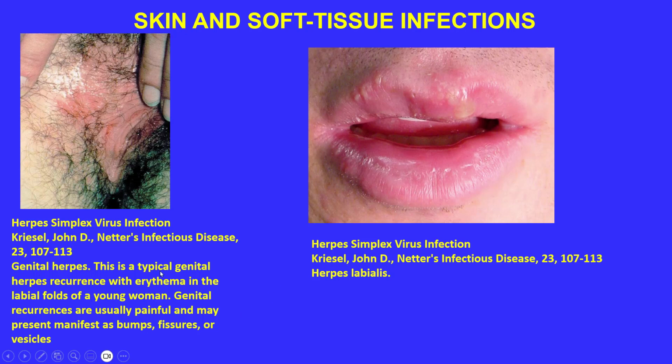The genital herpes, you've got a typical genital herpes reoccurrence. You have erythema in the labial folds of this young woman. Genital reoccurrences are usually going to be painful. They may present themselves as bumps, fissures, vesicles, okay? And then you have, of course, you can see the blisters right here. That's the herpes labialis, and basically this is oral herpes infection.